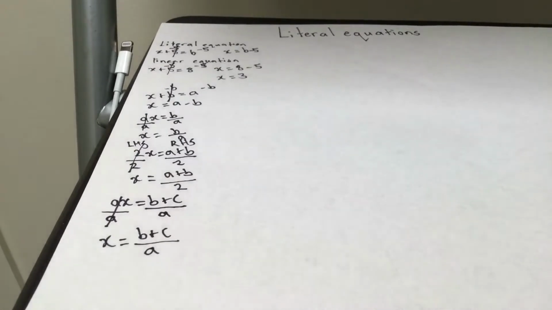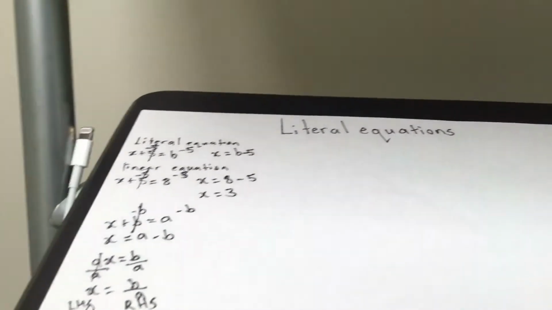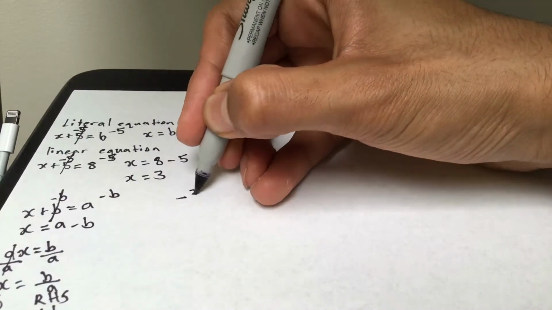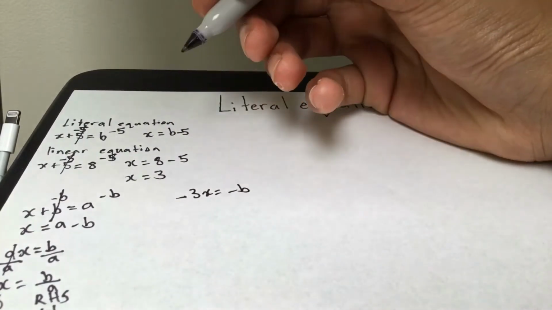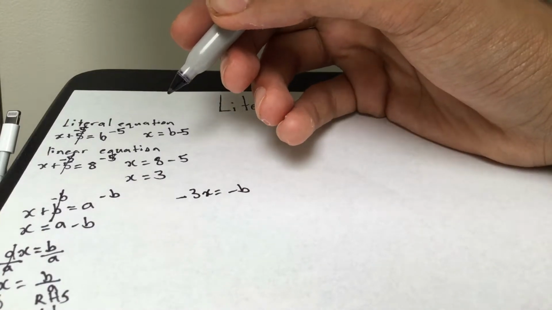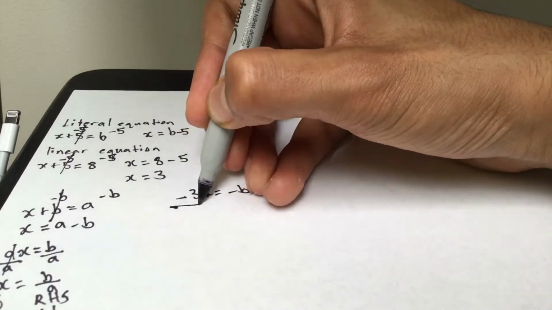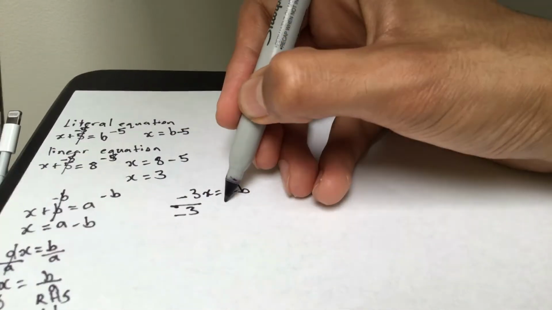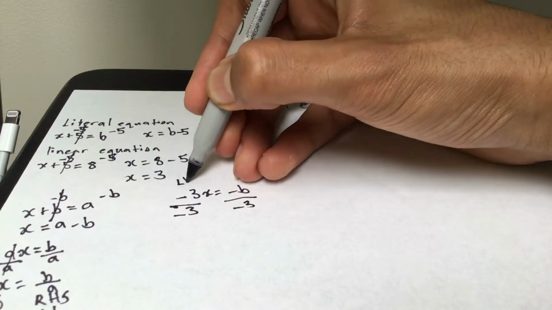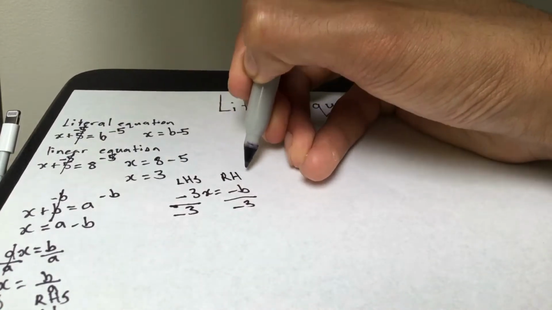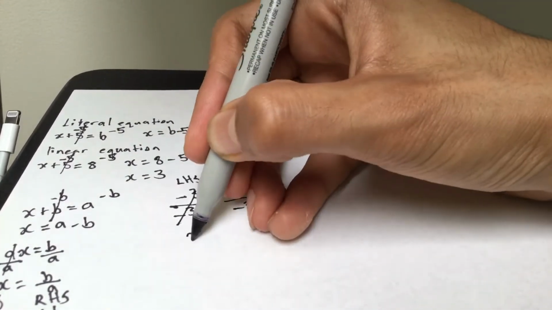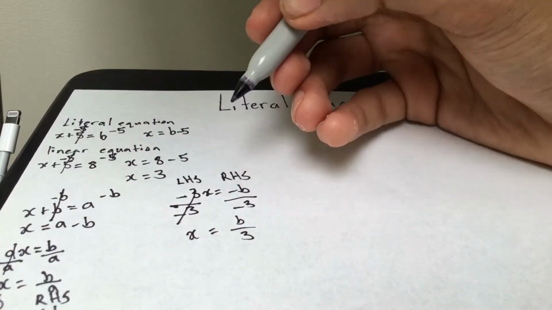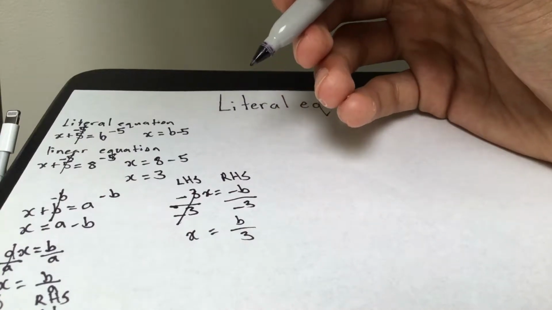Now let's do some more. Let's do minus 3x is equal to minus b. First of all, we need to get rid of that minus 3, so we're going to divide by minus 3, and we're going to do that to the right-hand side as well. By the way, that's left-hand side and right-hand side. So that cancels out, and we're left with b over 3, because a minus and a minus makes a positive. That's our answer.